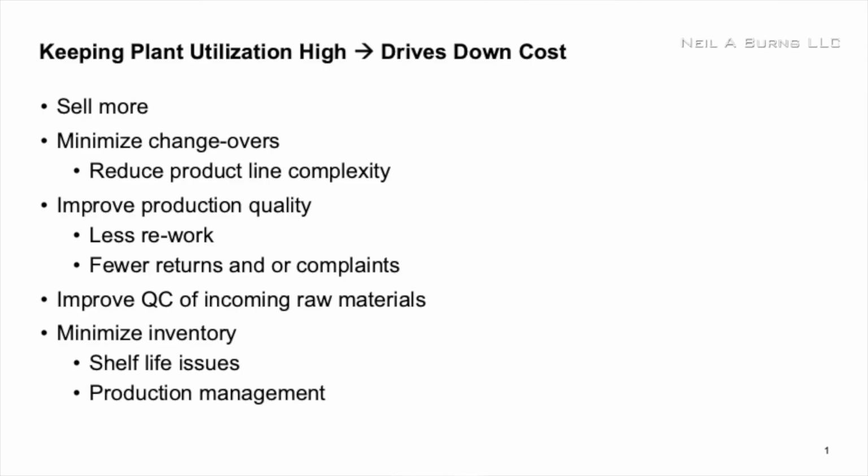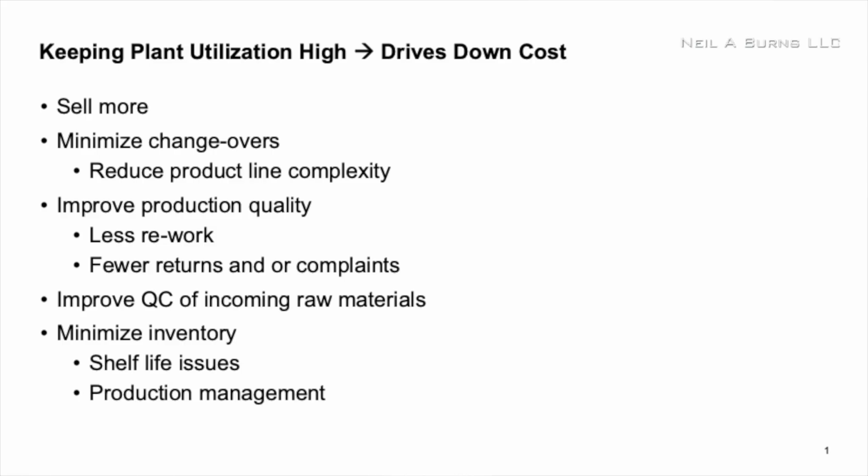I always say to my clients, your plant is a one-way street. Once the raw material comes in, is processed, you make the finished product, you send it out the door, you don't want to see it come back. It's a one-way street. So less rework, fewer returns, these all enable you to drive up your overall plant utilization.